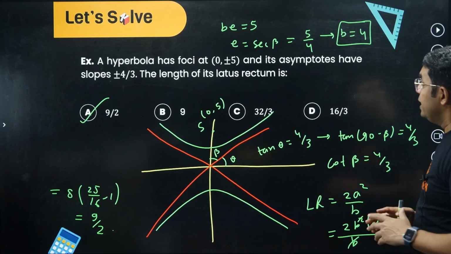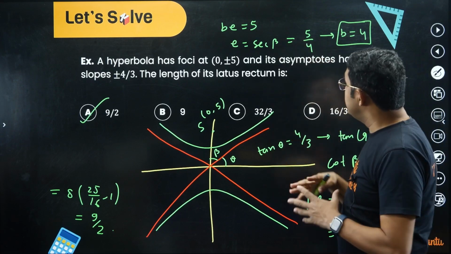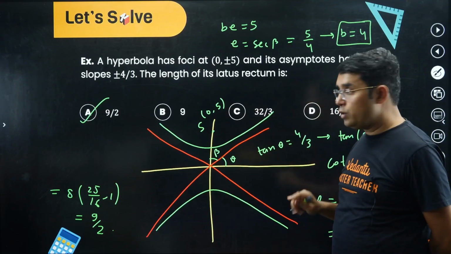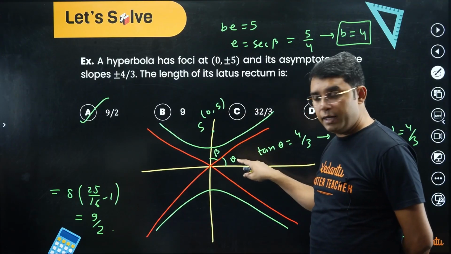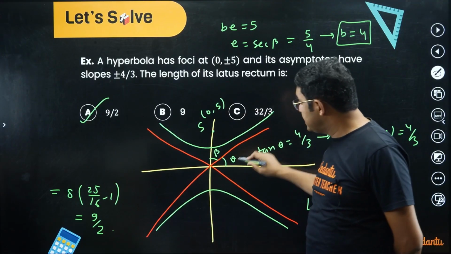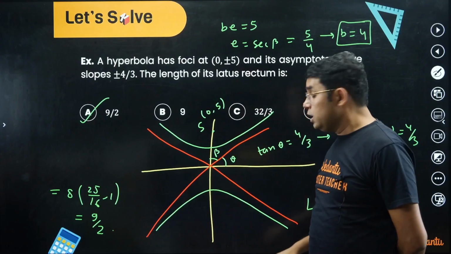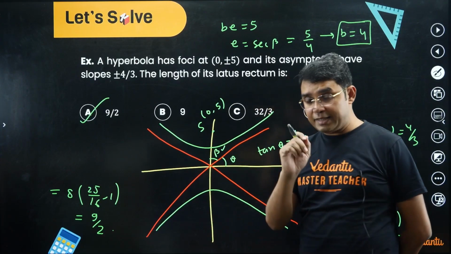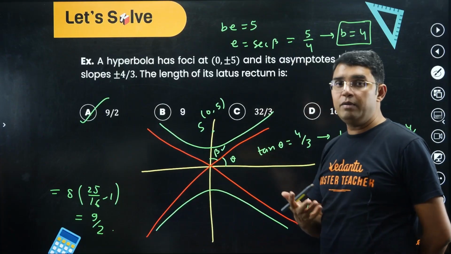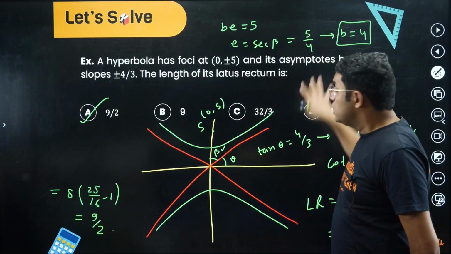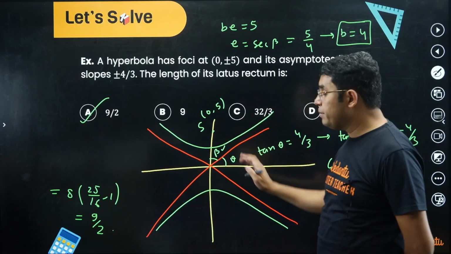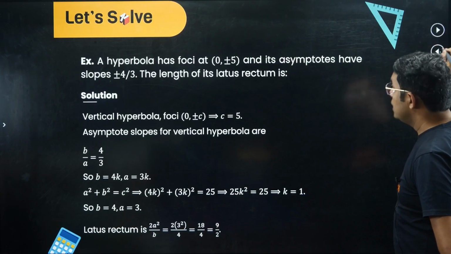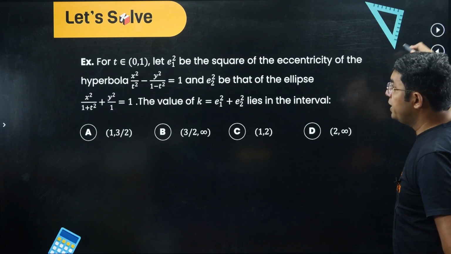Now coming to the next question. See, in this case of eccentricity e, because we have been given the slope of the asymptote, without knowing this property, that if the angle of the asymptote with the transverse axis is beta, then eccentricity is secant beta, it will be a bit difficult for you to calculate this question. So please remember it. It will be a useful thing. The answer was A only. Now coming to the next question.